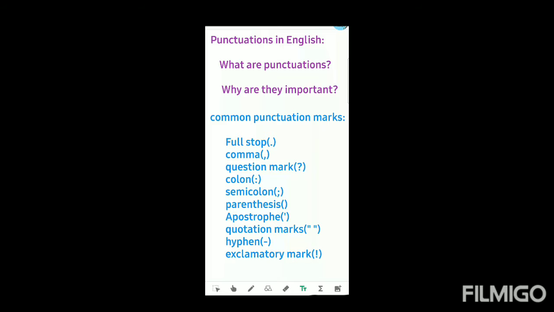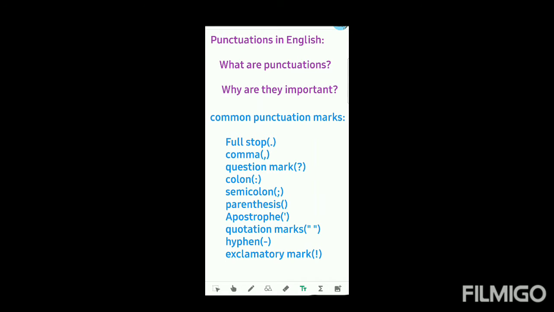And why are they important? Why should we use these punctuations? Punctuations are to be used to give the exact meaning, and also the readers have to understand the proper meaning of the sentence. So these punctuation marks help us in that case.